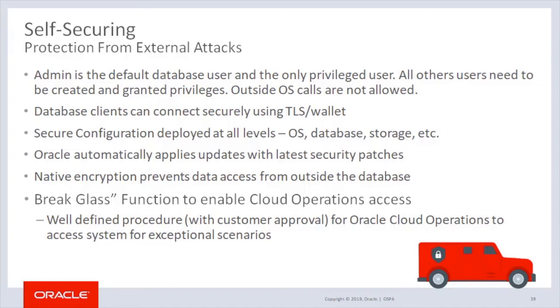Databases in dedicated Autonomous Database run in customer private virtual cloud networks to prevent network access by other customers or hackers. Public IP is not required. Secure configurations are deployed at all levels of Autonomous Database: OS, database, storage, etc. Oracle automatically applies updates and the latest security patches on a quarterly or off-cycle basis for high-impact security vulnerabilities. Native encryption prevents data access from outside the database.